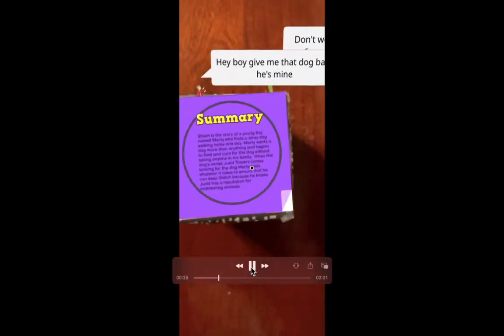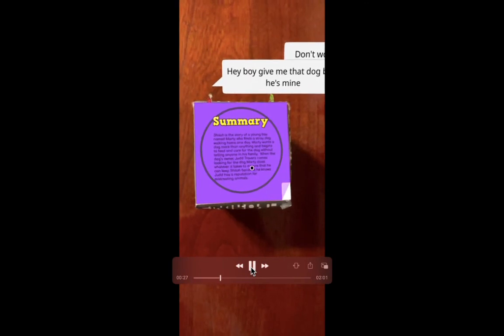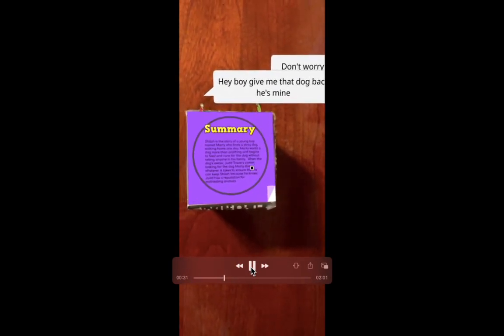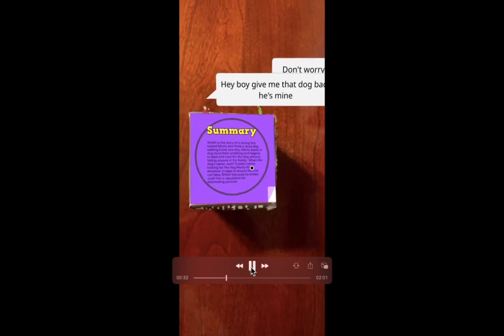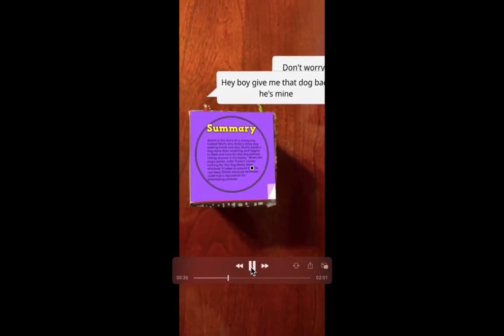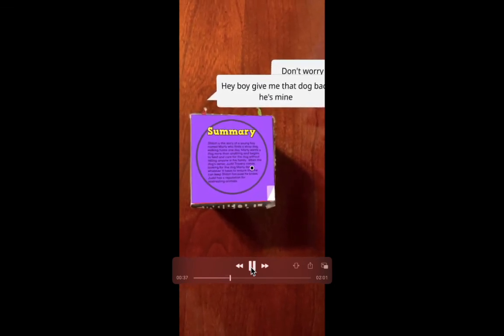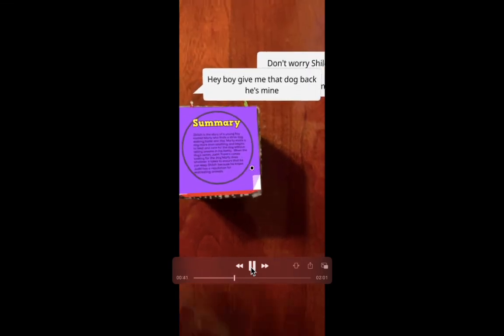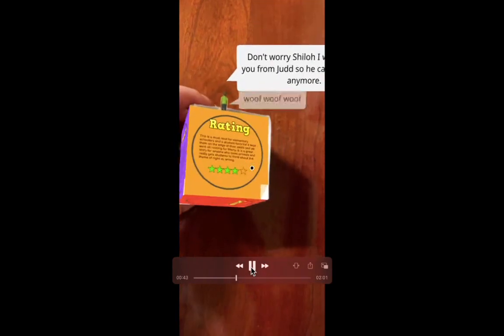The next side is the summary side, so I said that Shiloh is the story of a boy named Marty who finds a dog when he's walking home and he decides to keep it and take care of it without telling anyone in his family. Then when the dog's owner, Judd, shows up, he just tries to do anything he can to keep Shiloh because he knows that Judd is really unkind to animals.